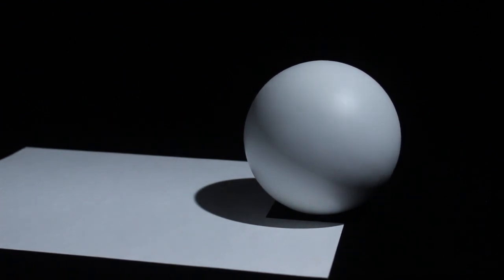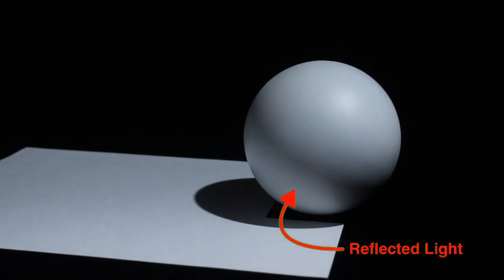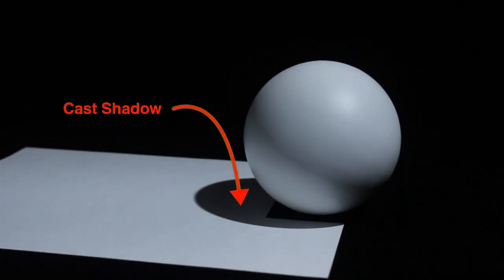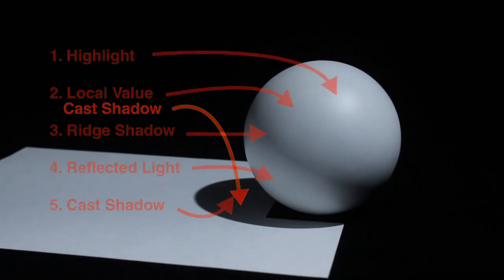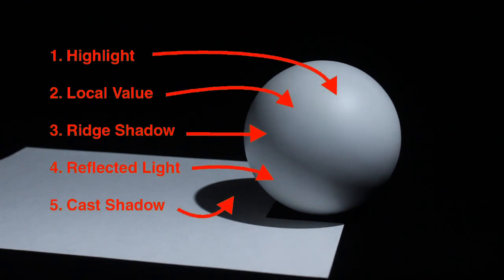Next, light bouncing off this new lighter surface reflects onto the underside of the sphere. Naturally, we call this reflected light. Finally, we have the cast shadow. These 5 regions provide clues to my eyes and ultimately to my brain that creates the illusion of volume.